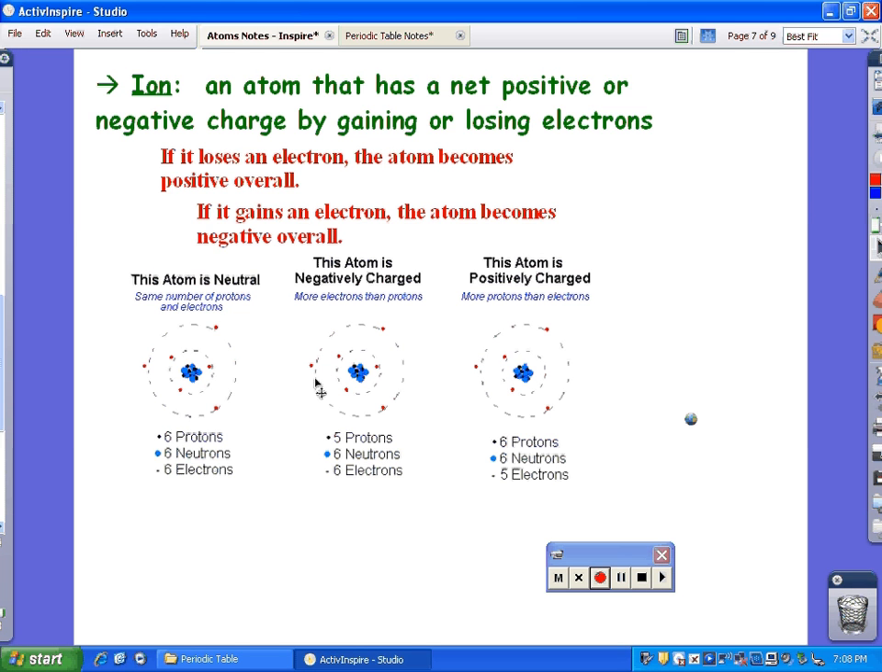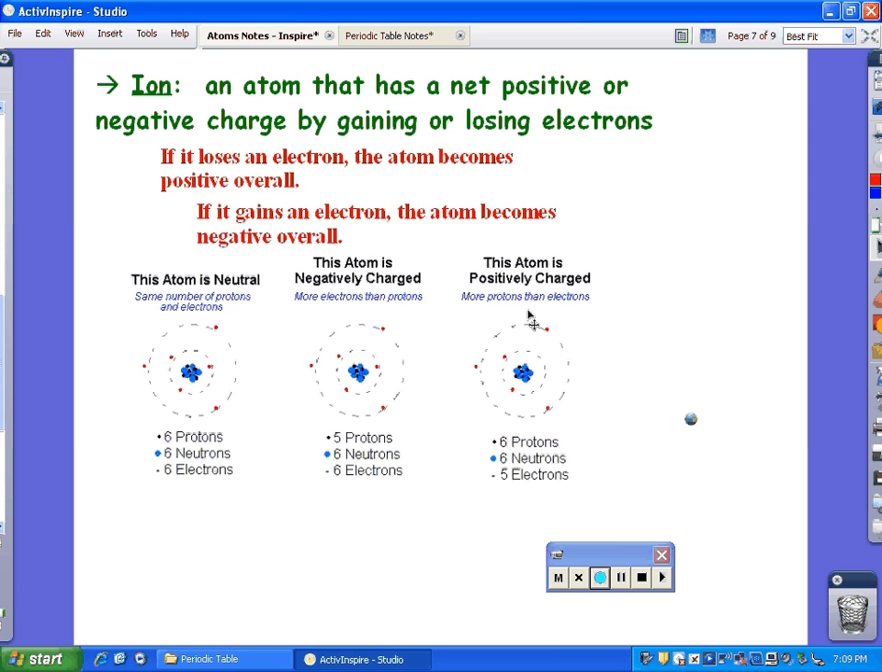Now you'll see this atom. This atom is negatively charged because it has 5 protons and 6 electrons. That means it has 1 more electron than it does proton. So if these are all +1, you have 5 +1s, which means it has a +5 charge. And the electrons here, you have 6. Well, you have -6 plus a +5 gives you an overall -1 charge. Therefore, it's negatively charged. It has more electrons than protons.